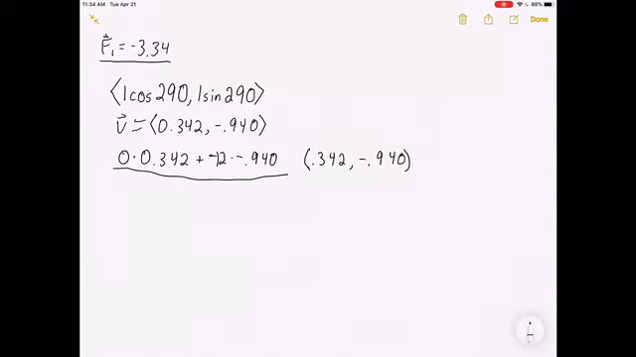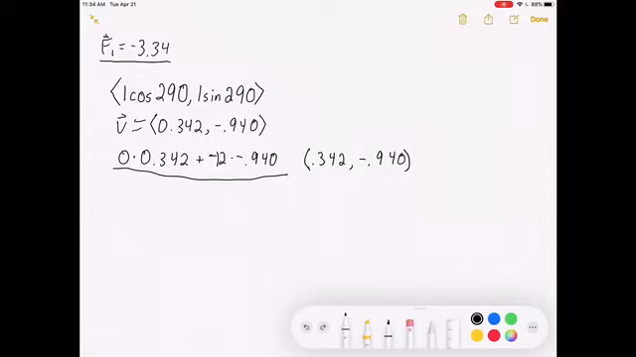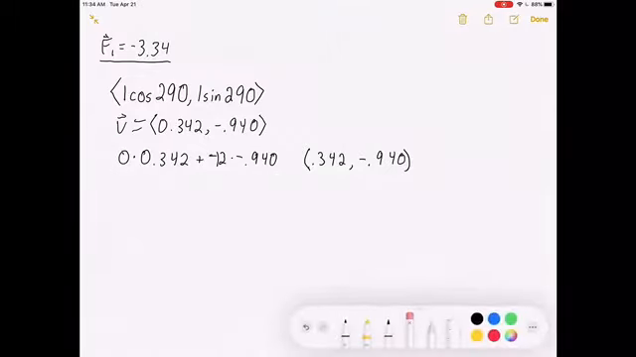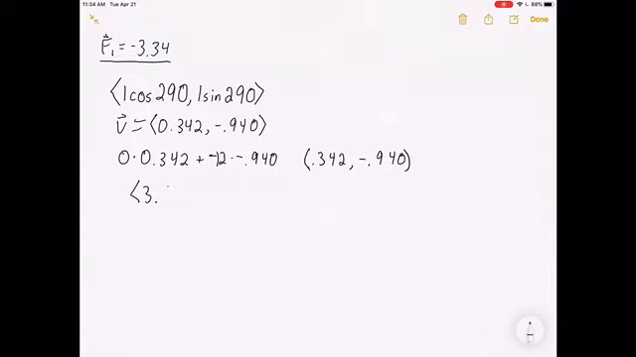So you get this answer right here. You get that answer, and then you multiply it by u. So your final answer for that will be 3.86, negative 10.6. That's equal to F2.